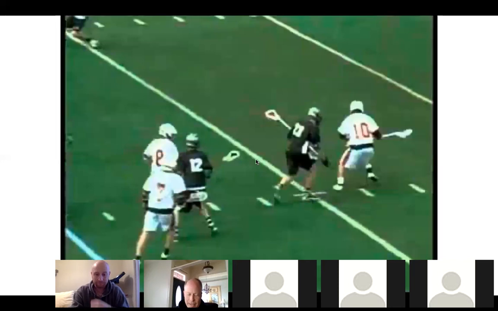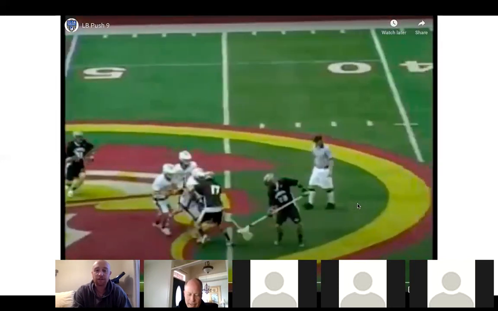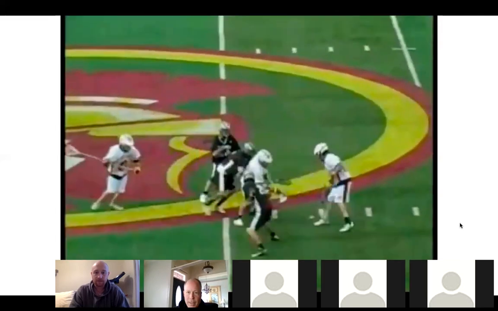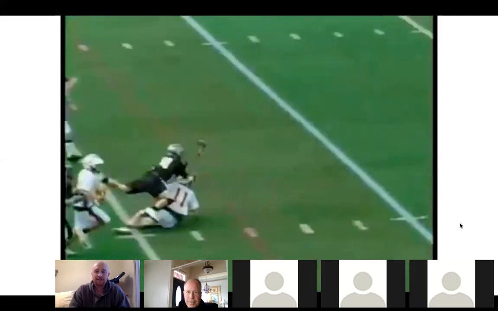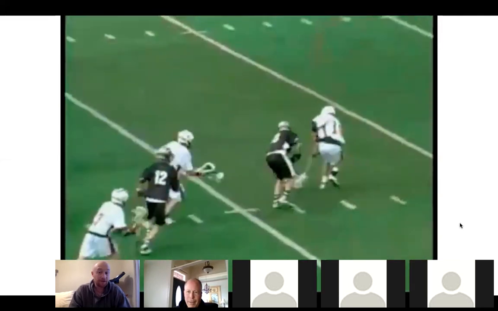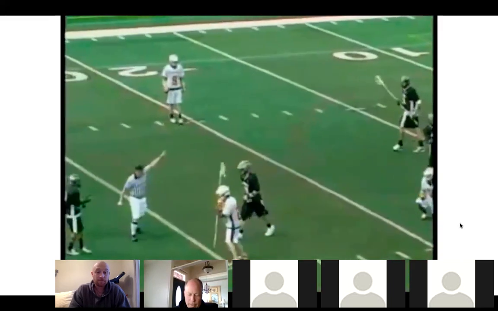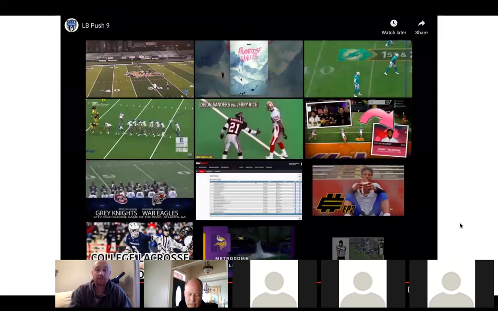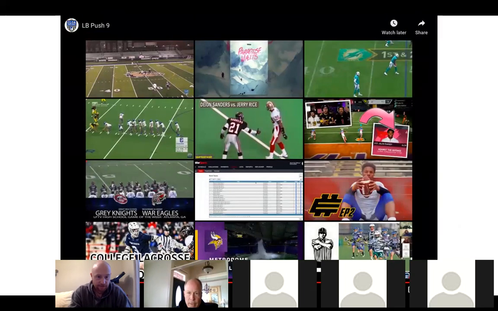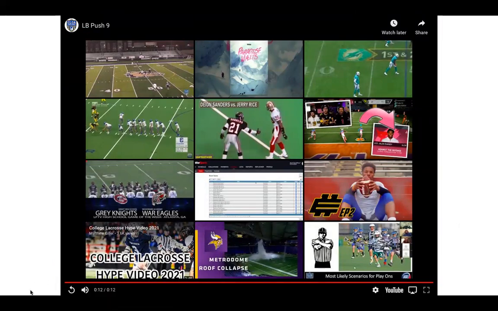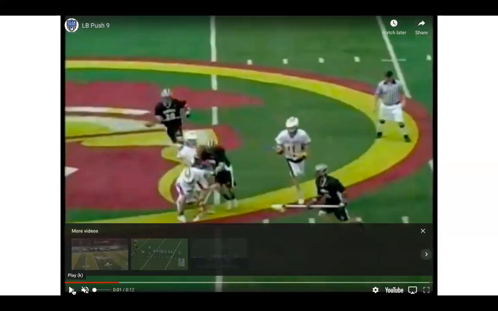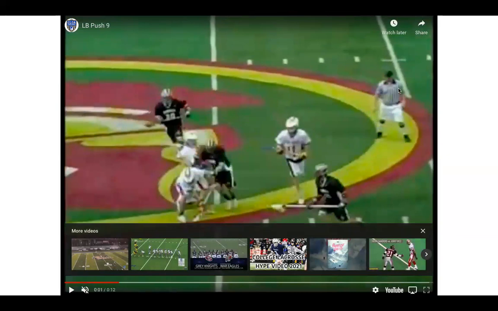Here's another one of a push. This is a loose ball push. Same two teams. Now, one thing about this play is, let me move this bar. Oh, I didn't know I could do that. That's so much better. One thing about this play is you'll see, I'll get that chatting question in a second.